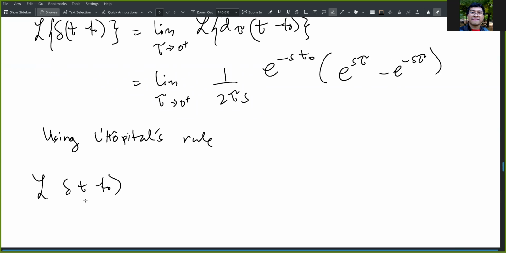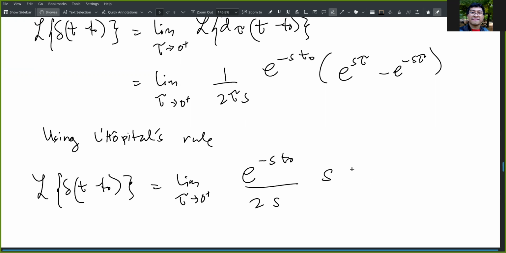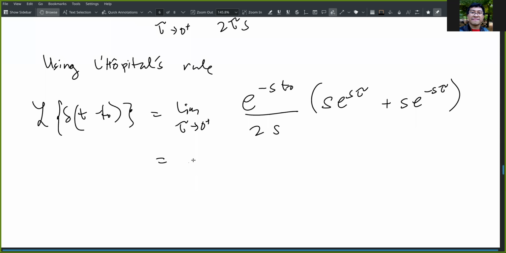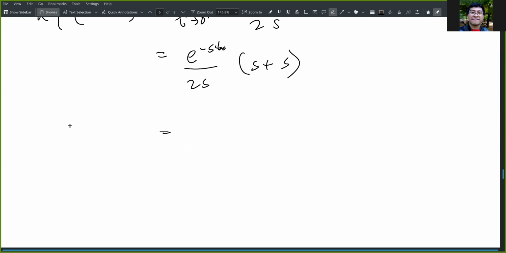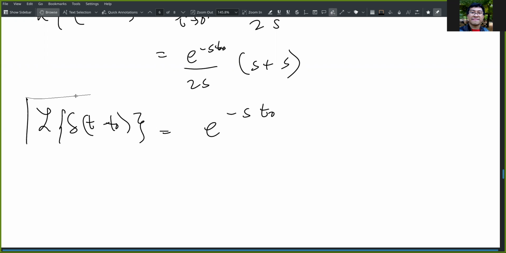Okay, from L'Hopital's rule, the limit is just equivalent to taking the derivative of the numerator and the derivative of the denominator with respect to tau. This is just 2s, so you have e to the minus s t naught over 2s. So take the derivative of this, that's s e to the s tau plus s e to the minus s tau, and then set tau to 0. This is s plus s, so you have e to the minus s t naught over 2s times s plus s, and that gives us the Laplace transform of the delta function is e to the minus s t sub 0.